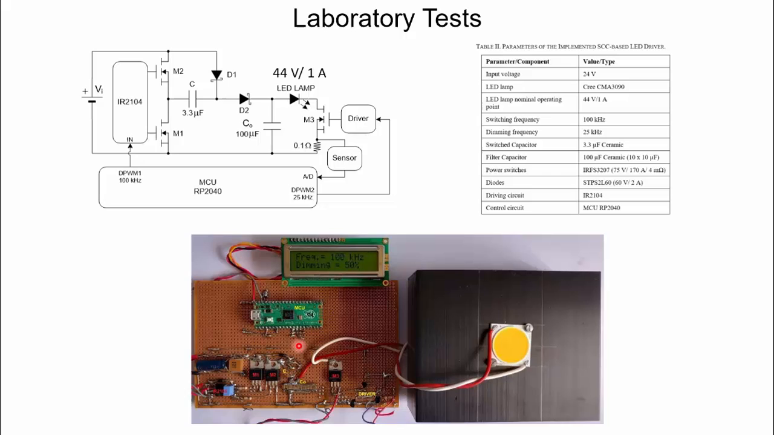And this is a picture of the prototype. This is the microcontroller. This is the display showing the switching frequency and the dimming level. And here we have the switches, the dimming switch, and the output capacitor, the switch capacitors. They have been implemented using ceramic capacitors. This is the driver for the half bridge of the converter. And finally, we have here the LED lamp.